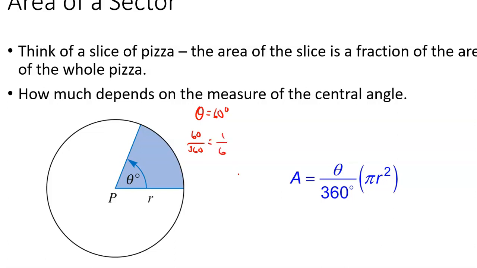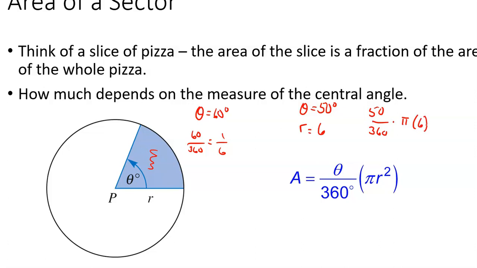If, let's take this out of pizza for a second, if this was just some drawing and theta was, let's say, 50 degrees, and the radius were 6, then the area of that sector over here would be 50 over 360. That's how much of the whole circle I want, and the area formula is pi times r squared.